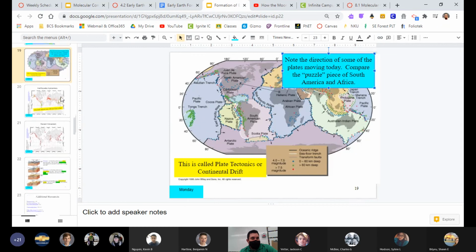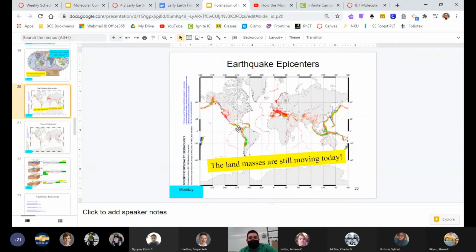All right, we got just a couple quick more slides here. The land masses are still moving today. Again, earthquake epicenters. Note where all the earthquakes are located. They're located where the land is moving. Okay, they're not located on the interior of the continent very often. They're located on the edges where the plates are running into each other, where the plates are running into the ocean and things like that.